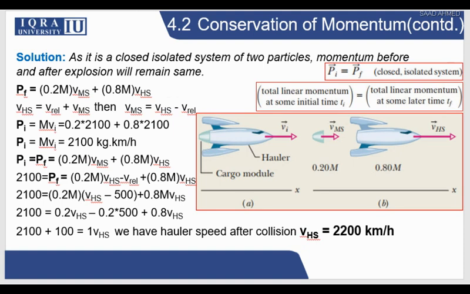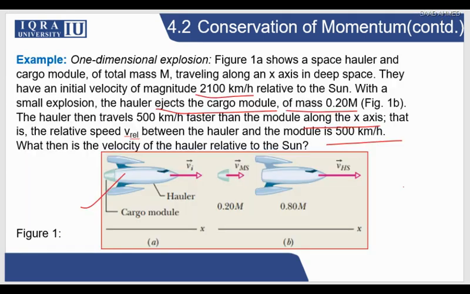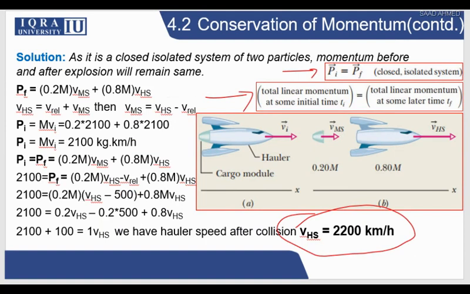We studied in the slide before this one that if there is an isolated closed system of two particles, momentum before and after the explosion will remain the same. So you remember this equation? Yes, total linear momentum at some initial point is equal to total linear momentum at some later time, which is the exact case we have discussed in this problem. So after calculation, you can check out these calculations yourself, I'm not going to go into plus and minus and all that. You can see the result here, that is 2200 kilometers per hour, which is the same as shown or given in the example question. So the answer for this is that momentum before and after the explosion will remain the same.